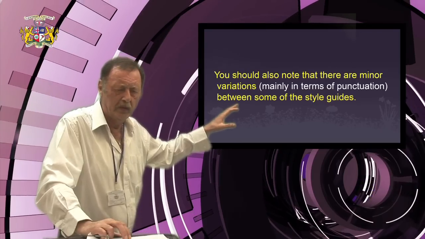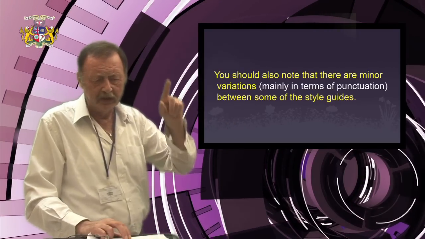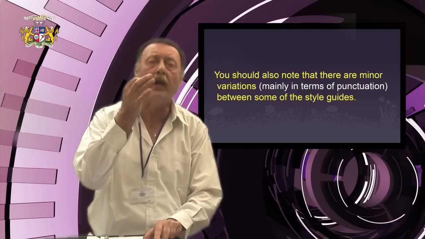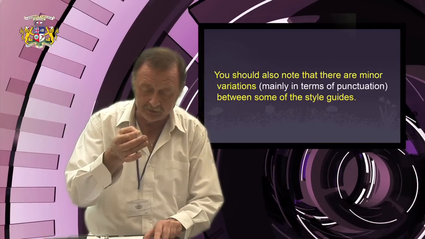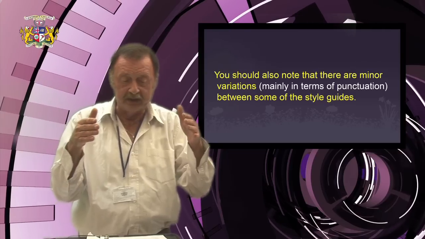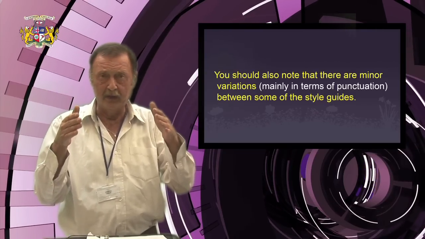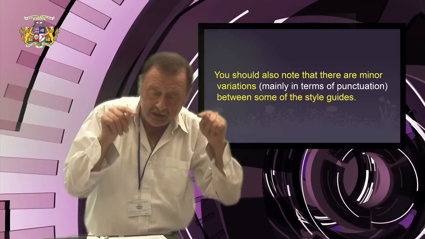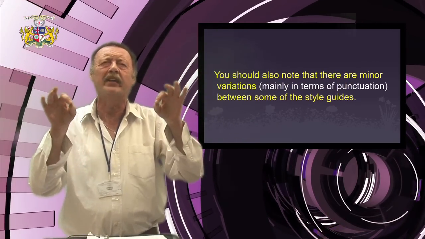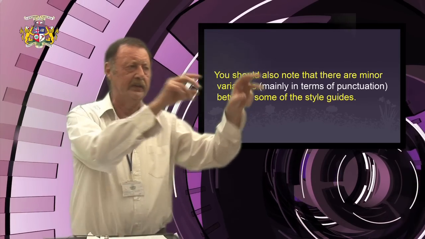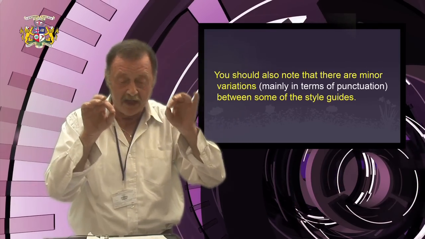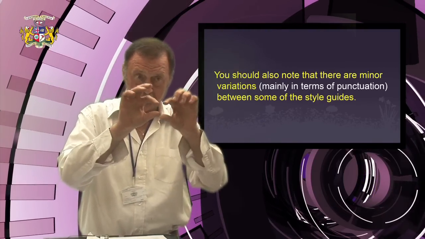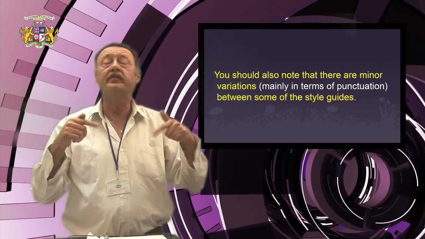Yeah? Then, very important, look at the next section, warning. It's a small but important warning, which doesn't worry most people, but it worries some students. You should also note that there are minor, but please emphasize minor, variations, normally in terms of punctuation, between some of the style guides. That's very important, both for the in-text citations as well as for the reference list. Now, these variations, please, do not matter. No lecturer can say to you, right, this is better than that one. They are variations. However, it's important, whichever variation you follow, that you are consistent.